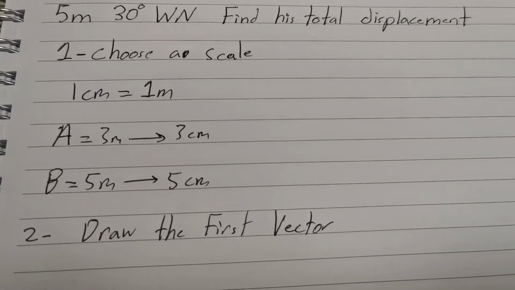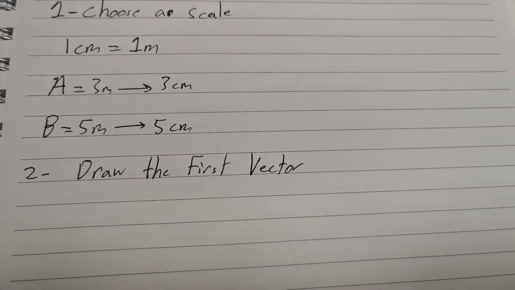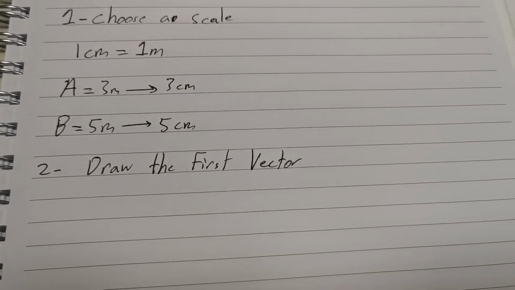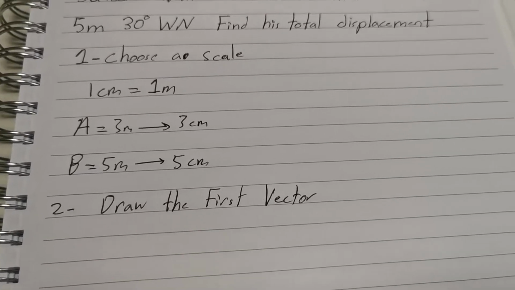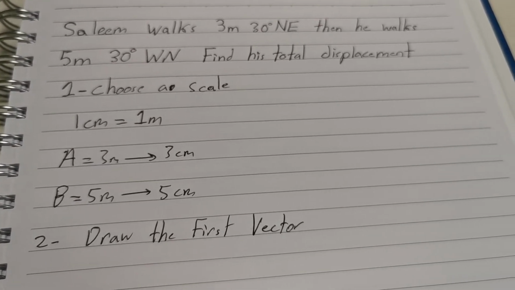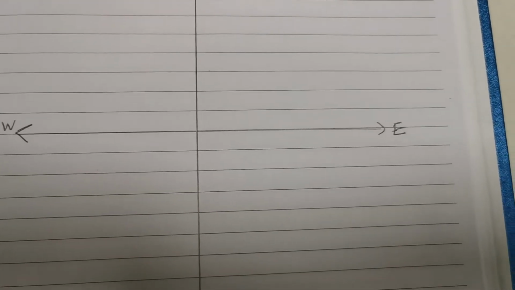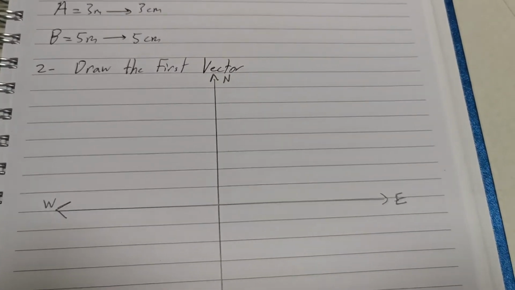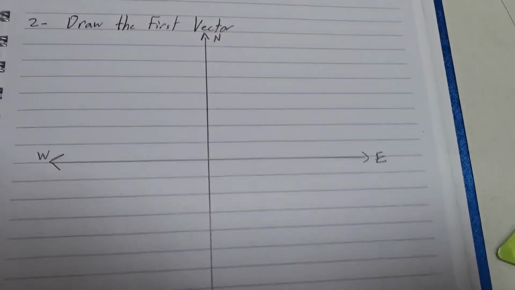Then after choosing the scale, I need to draw the first vector, which is vector A. But before drawing vector A, I need to do something, which is draw north, south, east, and west first. Why would I draw them? Because it says 3 meters, 30 degrees northeast. So I draw this north, south, east, and west. Then I need to draw the first vector, which is vector A. So how do I draw vector A?